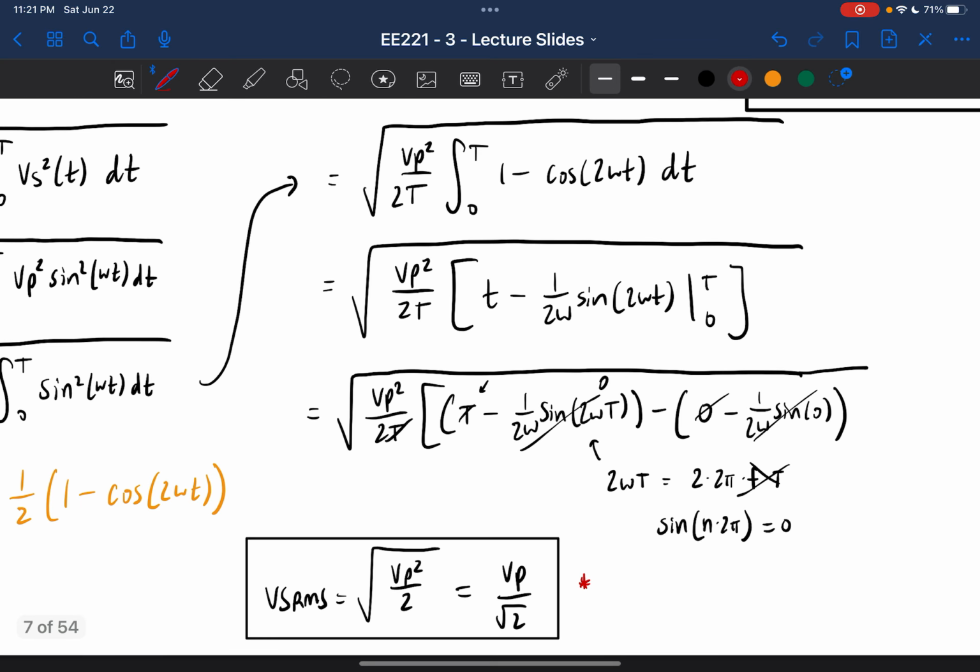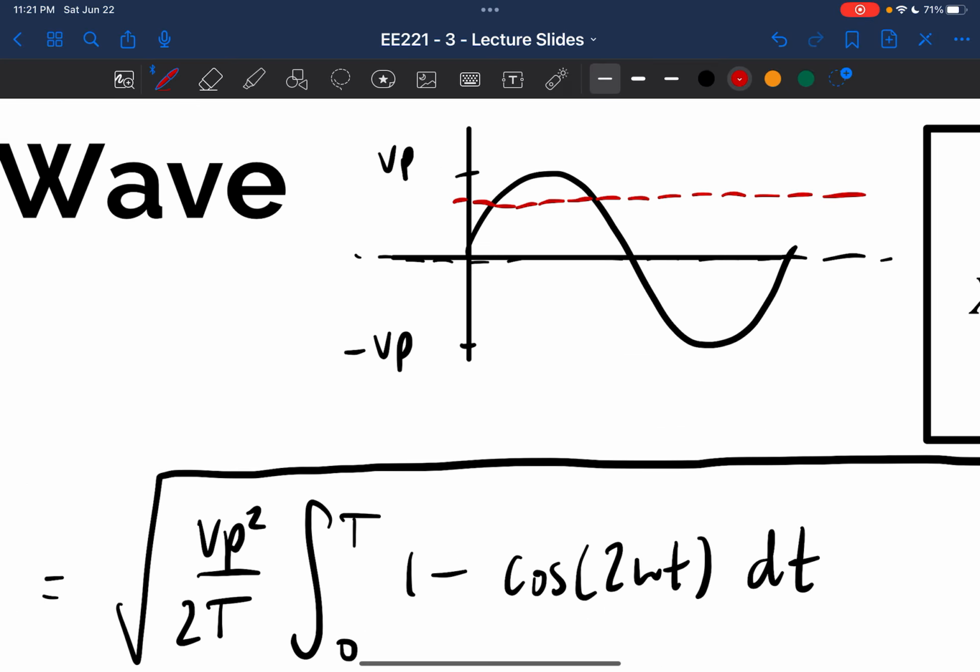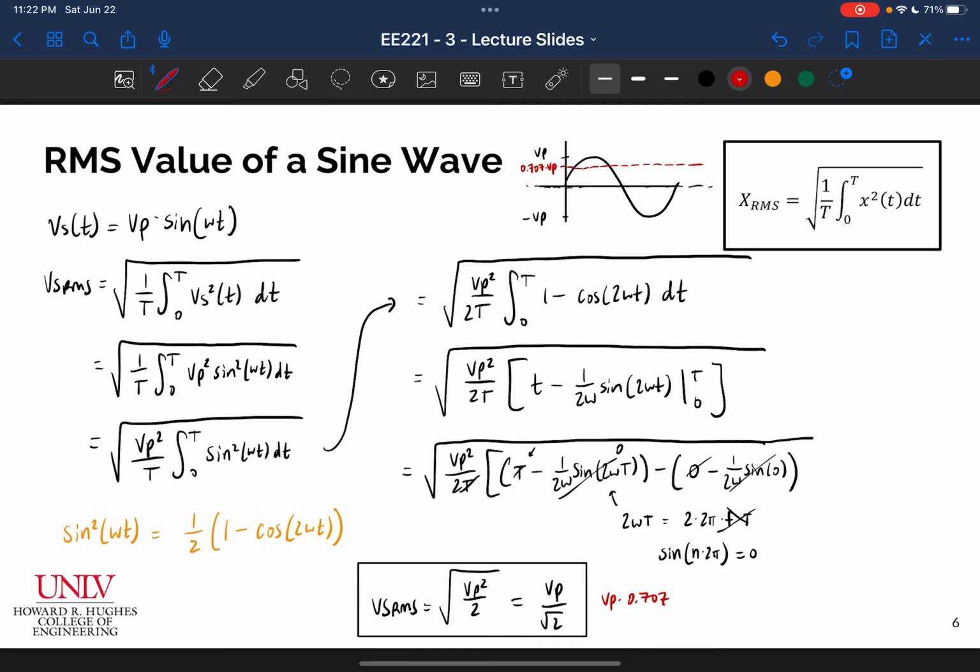Basically Vp divided by root 2, or actually just get rid of this, basically Vp times 0.707, if I remember correctly. Let me throw 1 over root 2 in my calculator real quick, but I think that should be the value. Let's see, the square root of 2, 1 over that, 0.707, that's correct. Okay, so the RMS value would be right here at 0.707 times the Vp. Okay, so that's the RMS value of a sine wave.